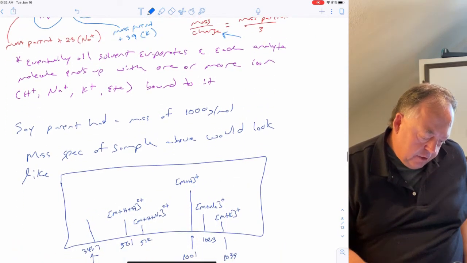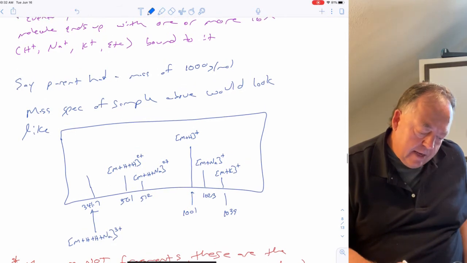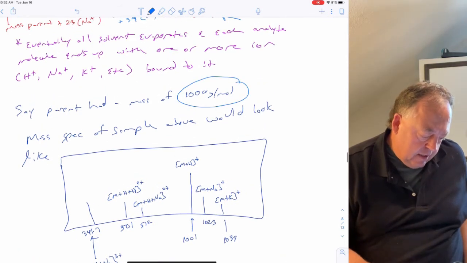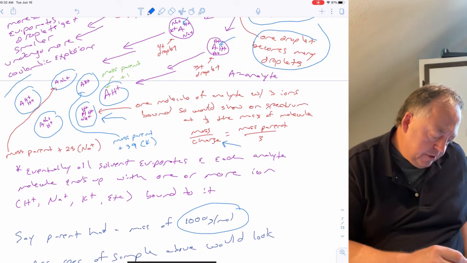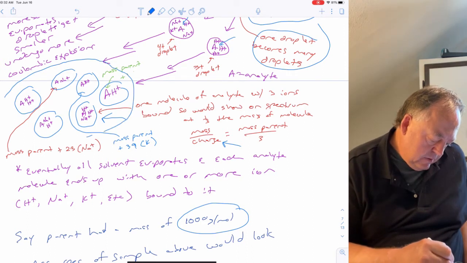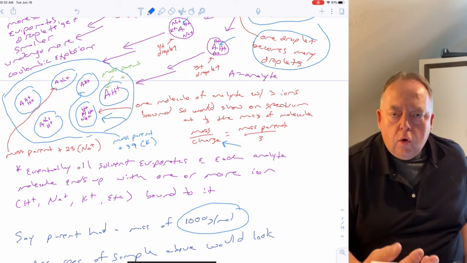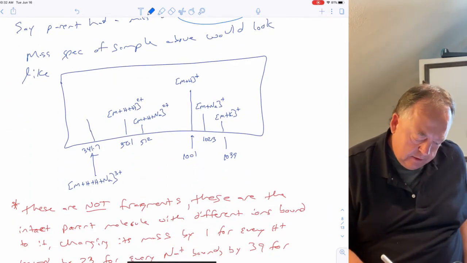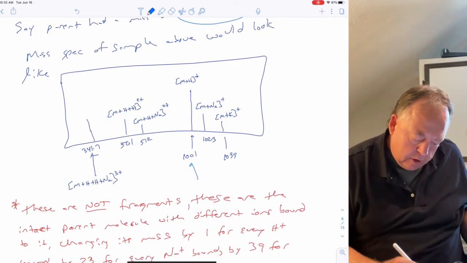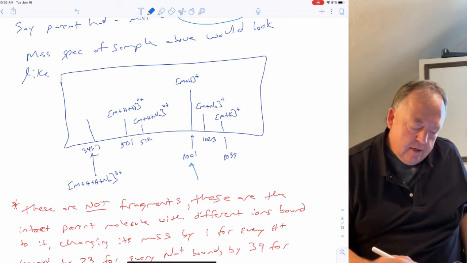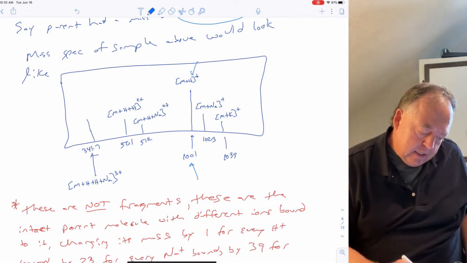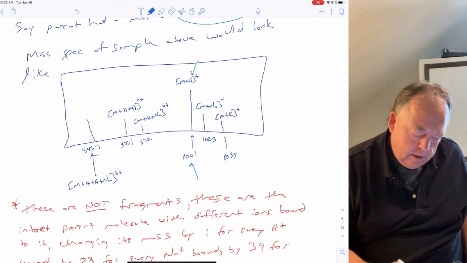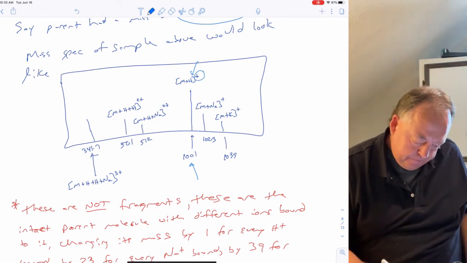Okay, so let's say you did a mass spec and your compound had a molar mass of 1,000, and these are the things that hit the detector. So what does that look like on the mass spec then? Your mass spec would look something like this. So this would be your compound. Your compound has a mass of 1,000, but it picked up a hydrogen atom, so now it has a mass of 1,001 and it's positively charged.